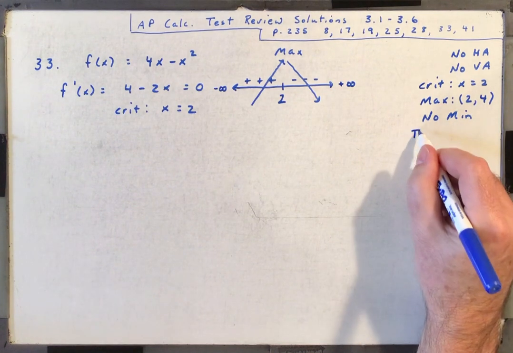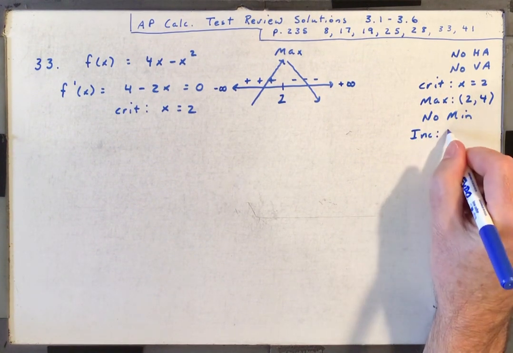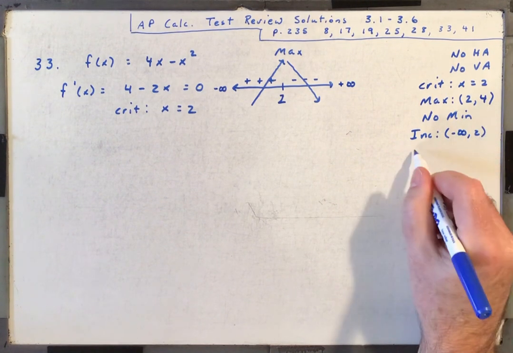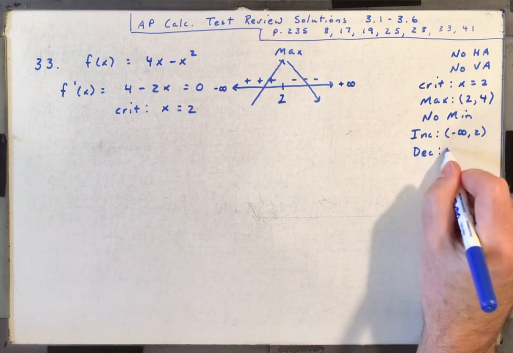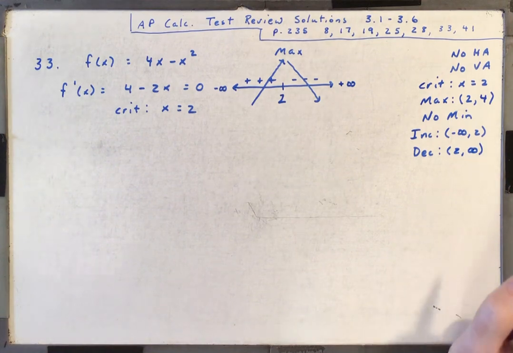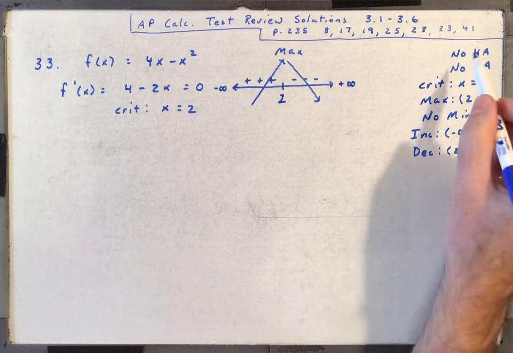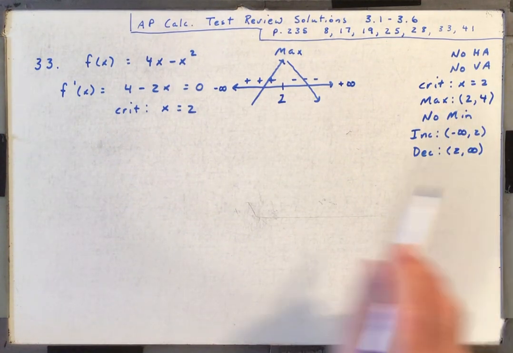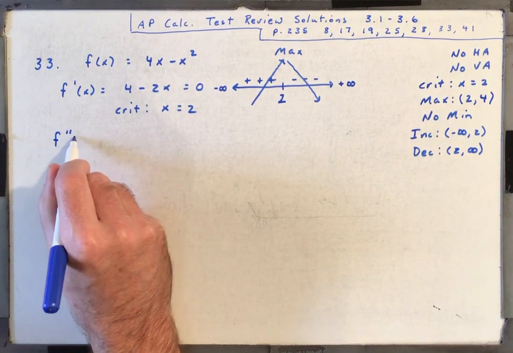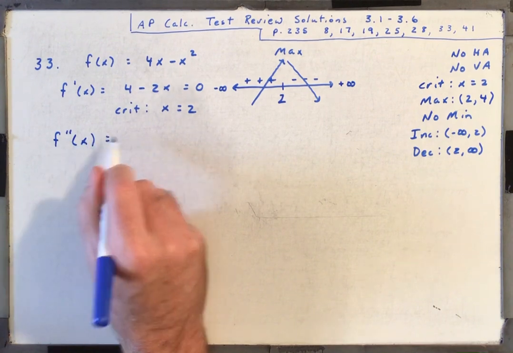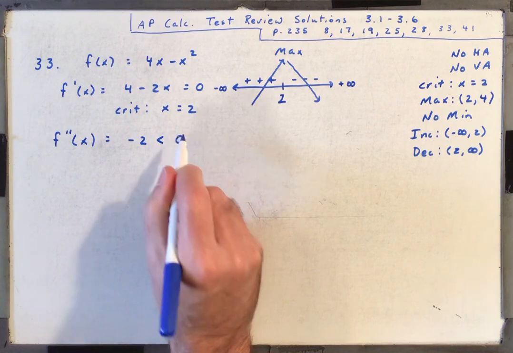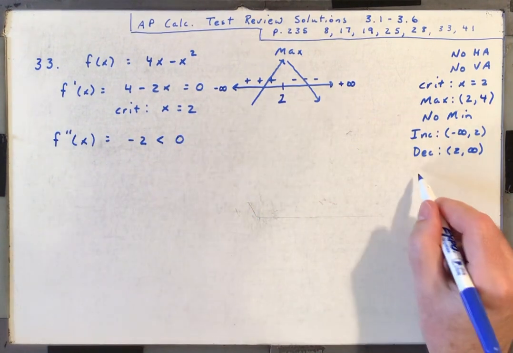We are increasing from negative infinity to 2 and decreasing from 2 to infinity. All right, you've piled up a lot of partial credit there already, and we haven't even gotten to the second derivative test here yet. All right, f double prime of x is just negative 2. That's always less than 0, so there's no inflection point.